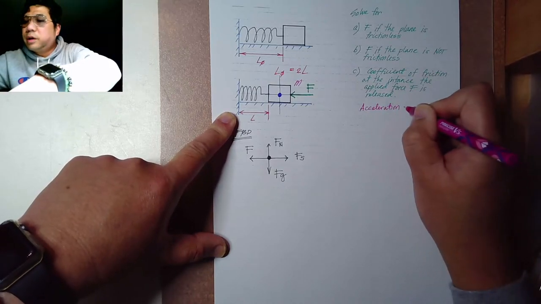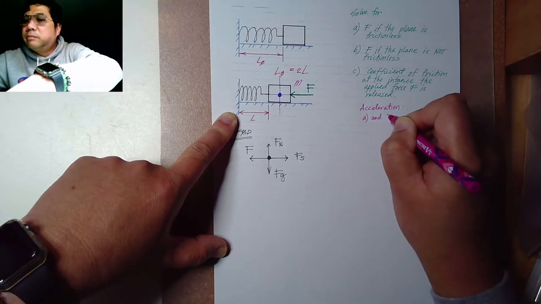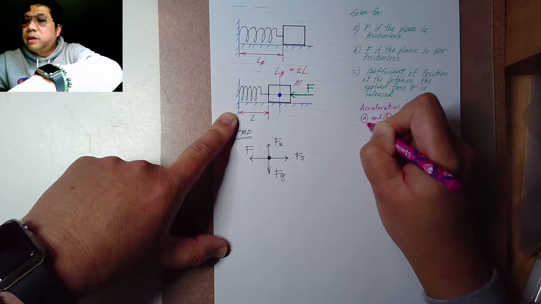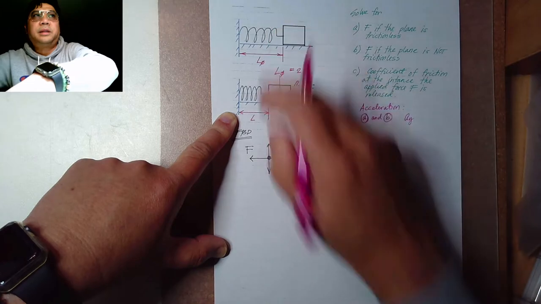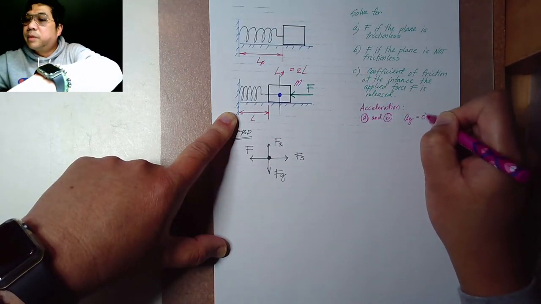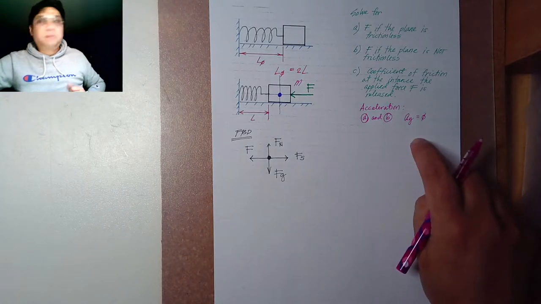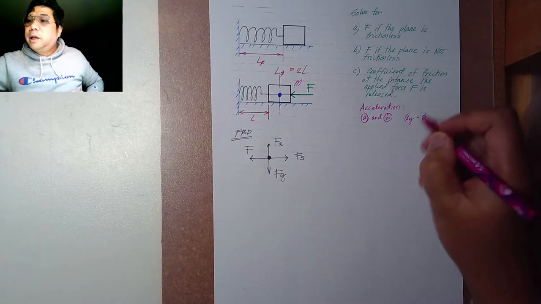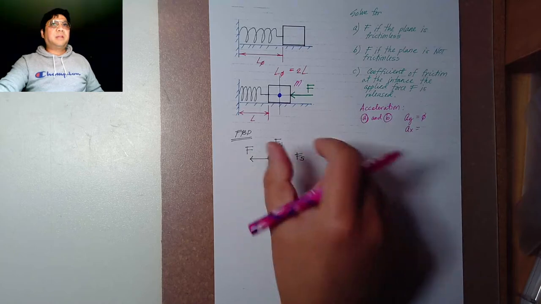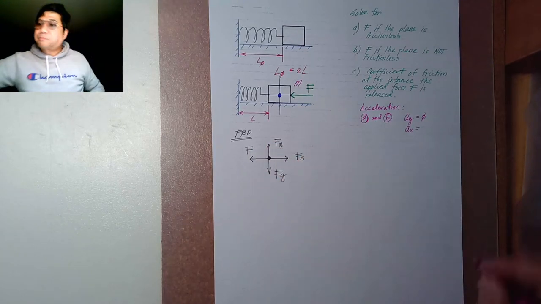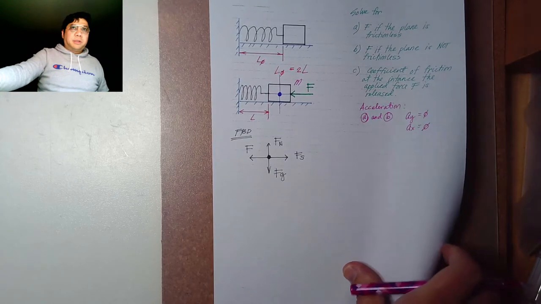So for A and B, we all know that the acceleration along the y-axis will not change, or the state of motion is zero. It's going to be the same. And then along the x-axis, you are not going to let go of the force. You will still maintain the same amount of force for letter A and B. So there's no acceleration yet.